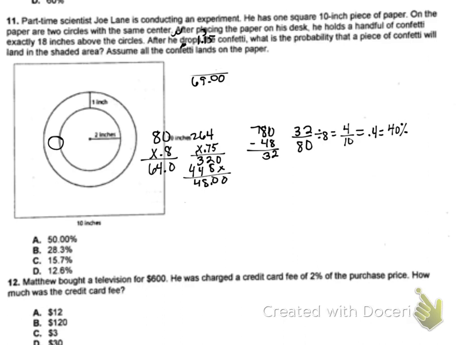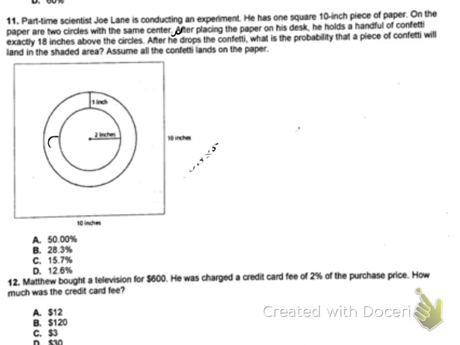Number 11. Okay, so on this one here, I did tell you, I guess when I scanned it in, it didn't show the shaded part, but the shaded part is this part right in here. And I told you that the shaded part was the circle that had the 1 inch in it. So this is actually the shaded part there.